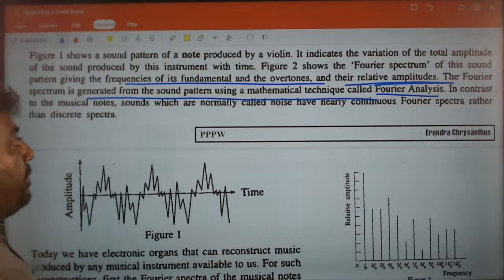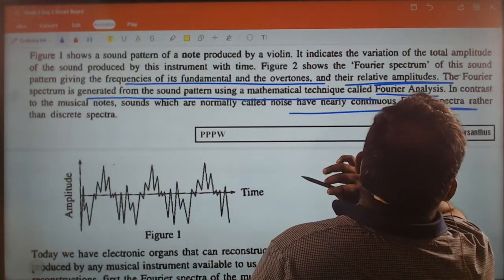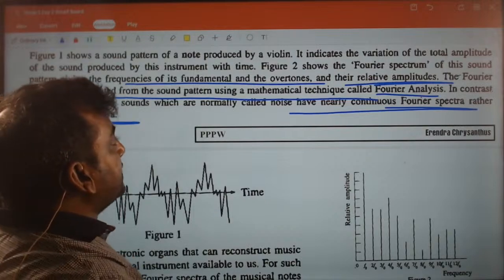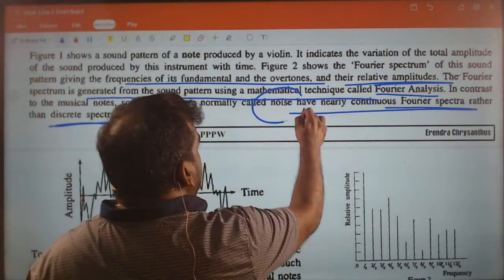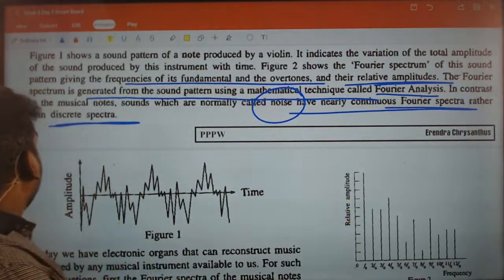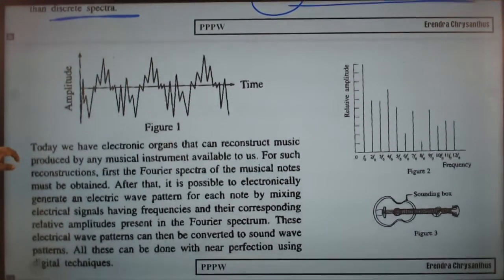Sounds which are normally called noise have a nearly continuous Fourier spectra rather than discrete spectra. So noise, background noise, have continuous spectra rather than discrete spectra. Discrete spectra, right? Read carefully. So this is a nice question.